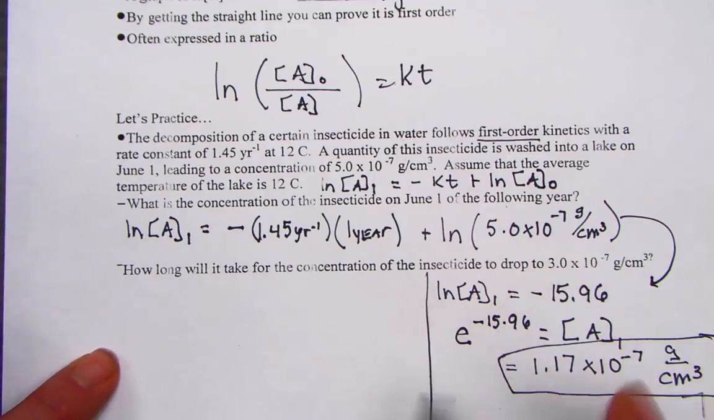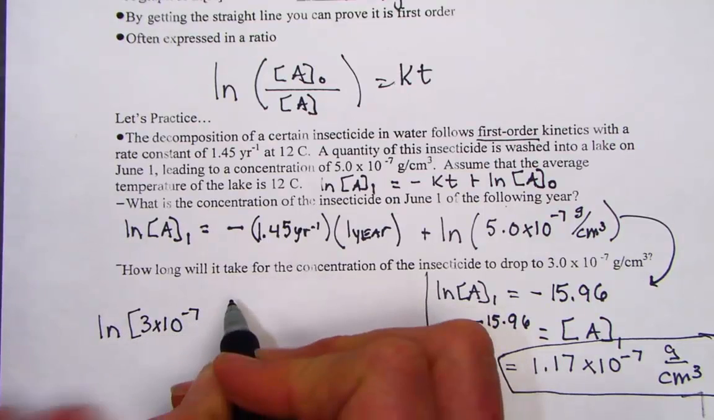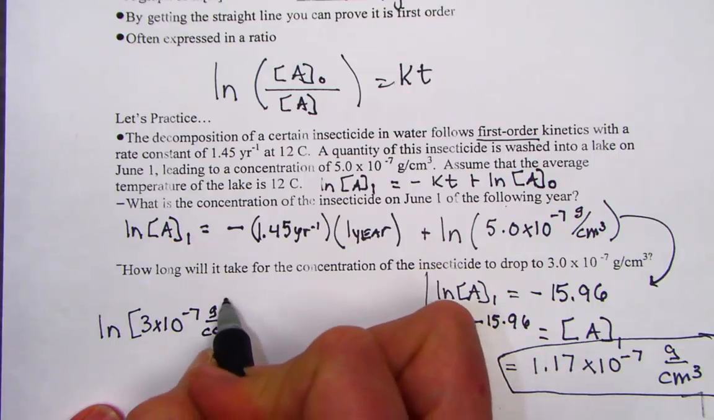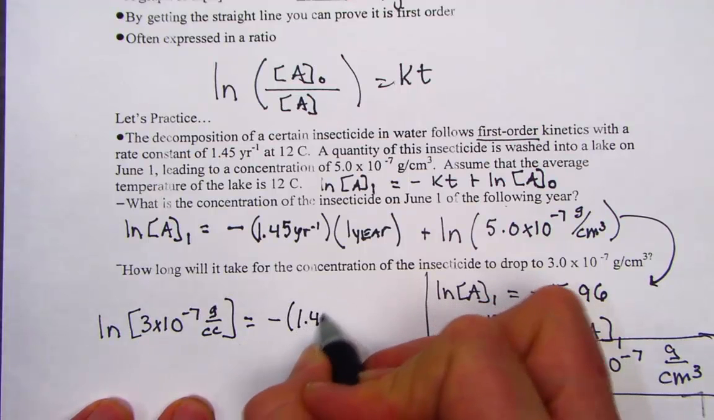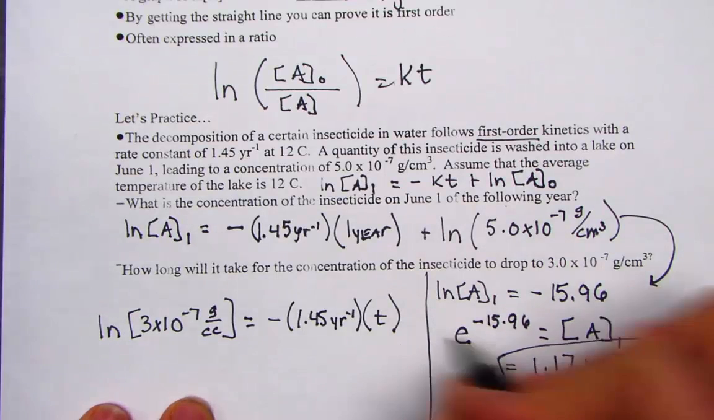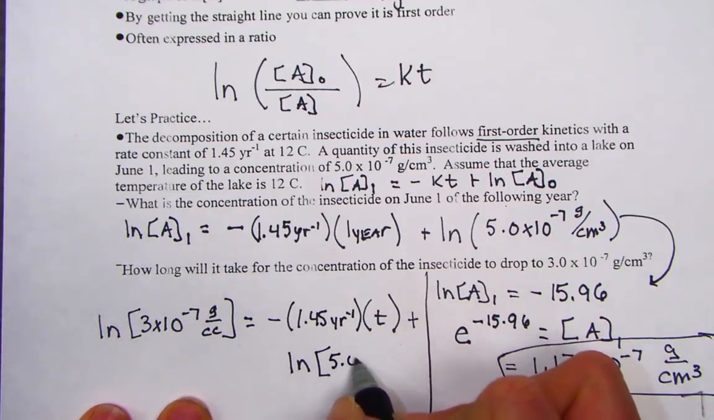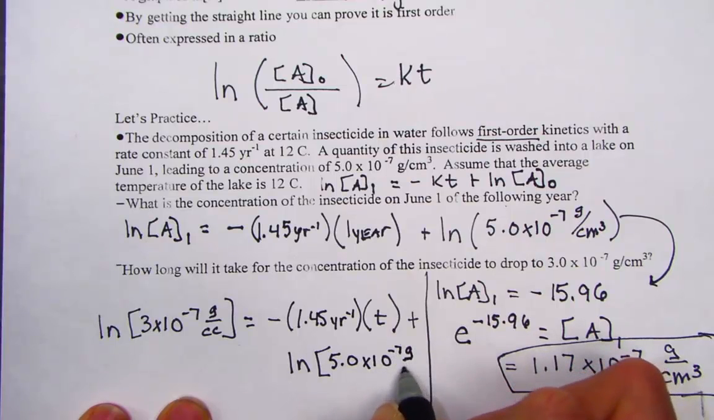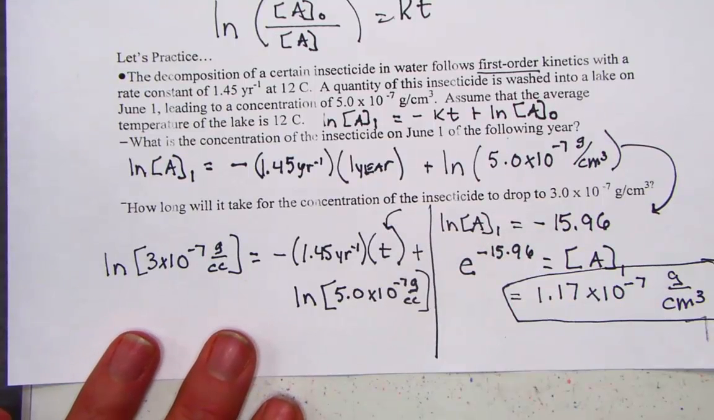So what we'll need to do is set the natural log of 3 times 10 to the negative 7th grams per cc equal to negative k constant, 1.45 per years to the negative 1. We'd like to know t. Now I ran out of room there, so I'm just going to carry that down where it says plus the natural log of the original concentration, 5.0 times 10 to the negative 7th grams per cubic centimeter. Our target variable, right there, the time that went by.